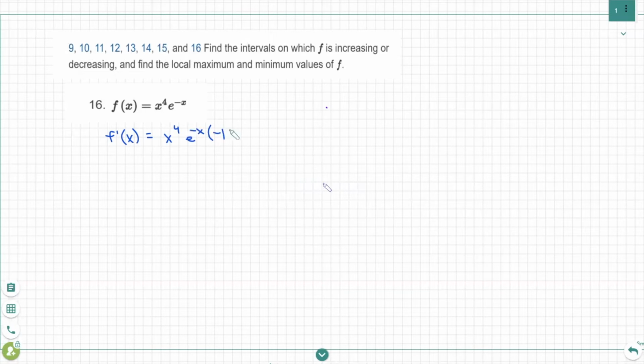Okay, does that make sense? Yeah. All right, what's next? Plus 4x to the third e to the negative x.